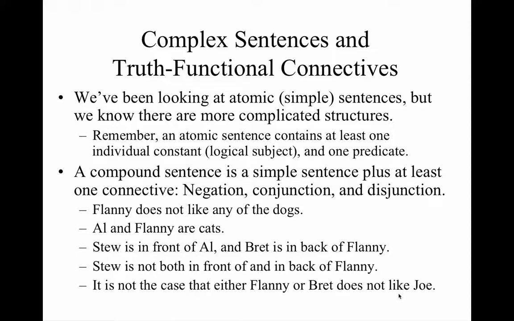So if you take a look at the first example, the phrase any of the dogs is going to be phrasing that we will learn about in Chapter 9. But I wanted to include it here just to give you a flavor of some of the ways in which we can complicate sentences. So we've got our individual constants. As I mentioned, we've got Flanny, we've got Al, we've got Stu, Brett, and Joe. And we have, out of the atomic sentences, built compound sentences by introducing connectives. And remember, the connectives in the examples are not, and, and either.